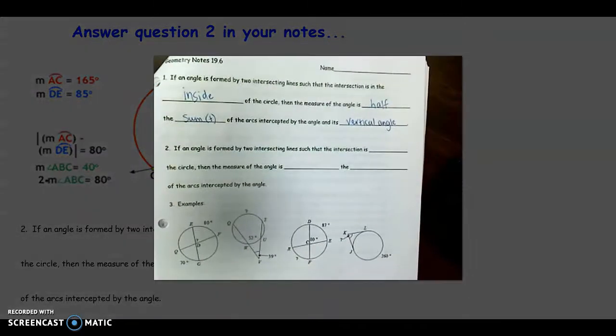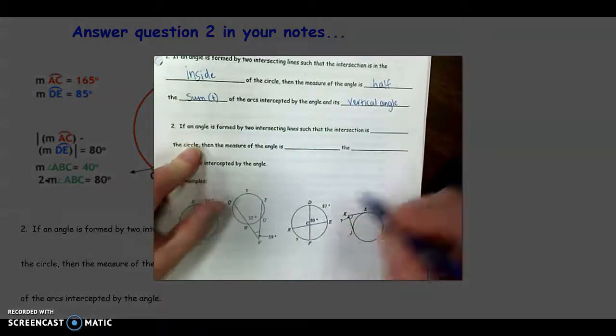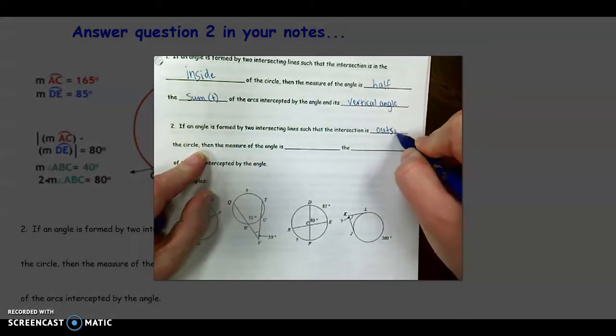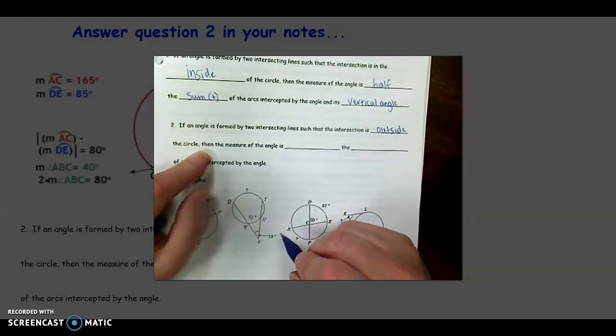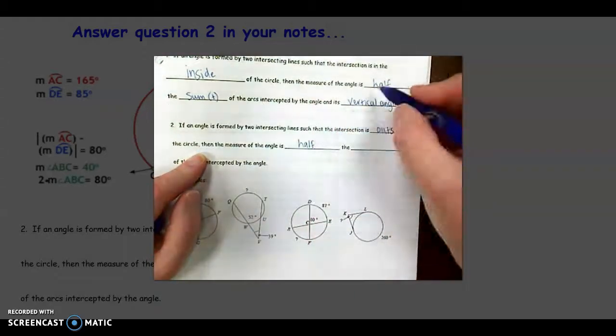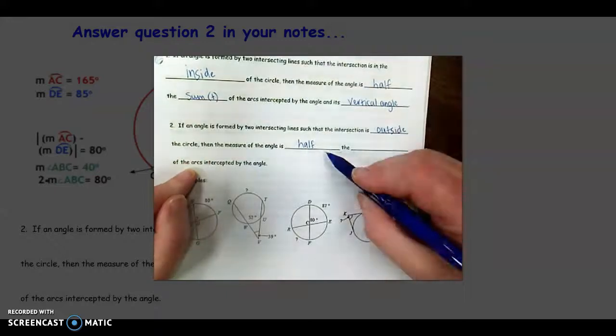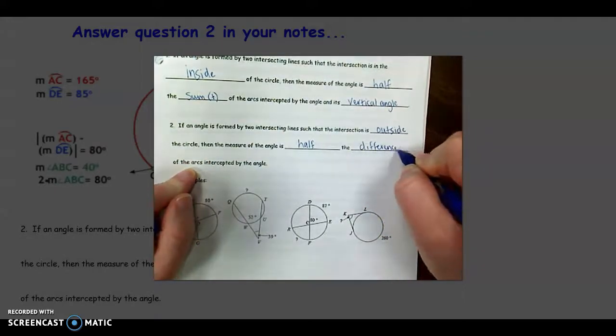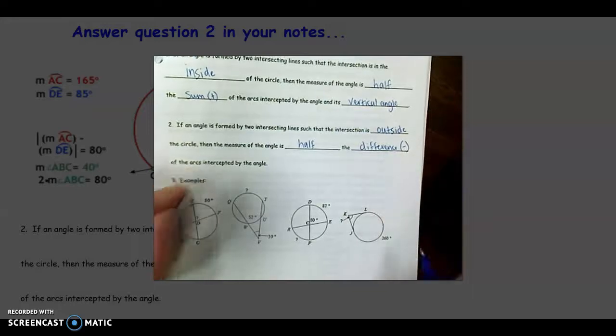So on your notes here, if an angle is formed by two intersecting lines such that the intersection is outside the circle, then the measure of the angle is half. We still have that same half relationship as when it's inside, but this time it's half the difference. So instead of adding, we are subtracting the two arcs.